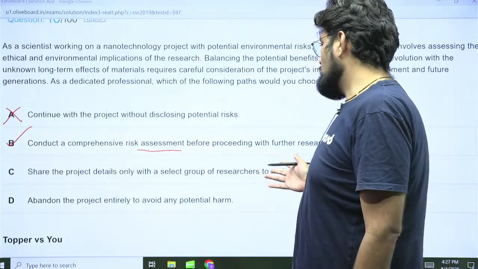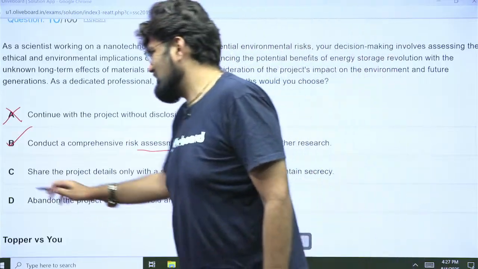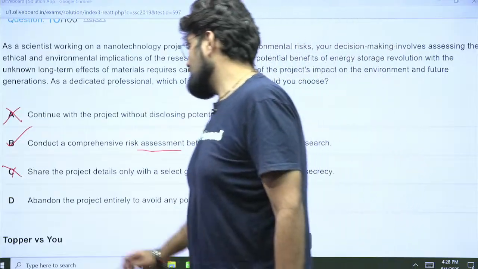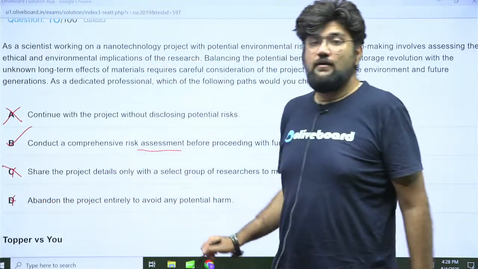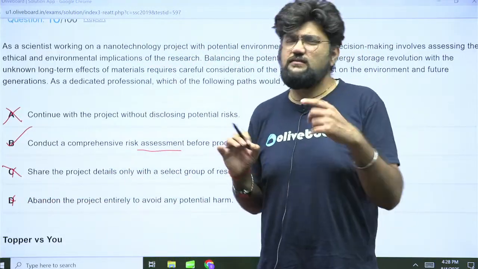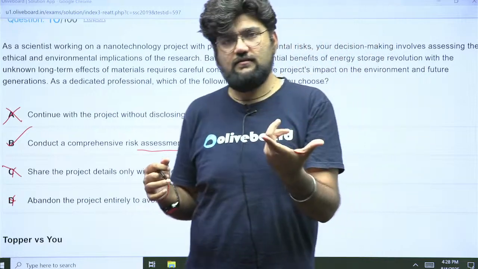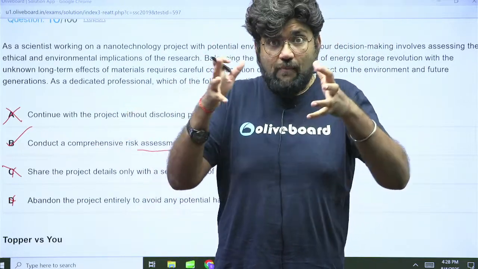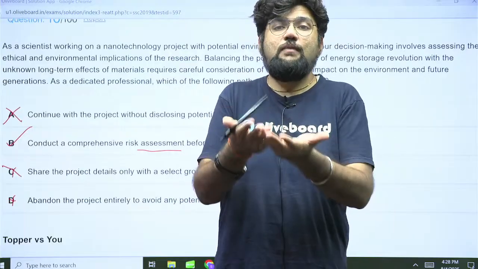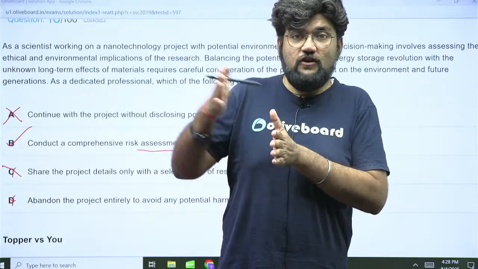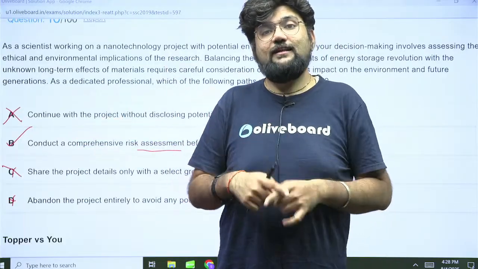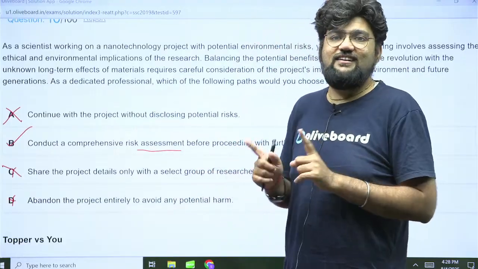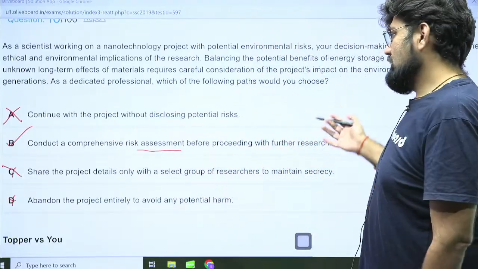Share the project details only with a select group of researchers to maintain secrecy. I mean, this is similar to option A. Abandon the project entirely to avoid any potential harm. This is an extreme step, because see, it's a simple thing. If you take a medicine, a pill is going to have side effects, but it is going to have a primary effect of making you better. If, in the fear of side effects, you don't take that pill, then your primary goal is also being hampered. So your decision has to be smart. It can't be one-sided.